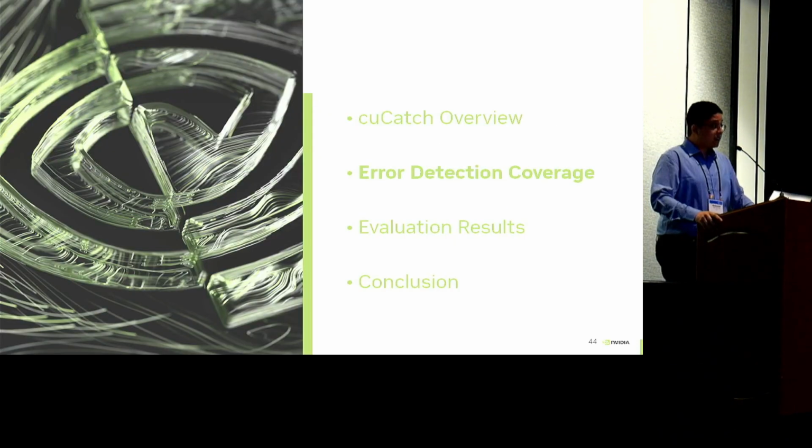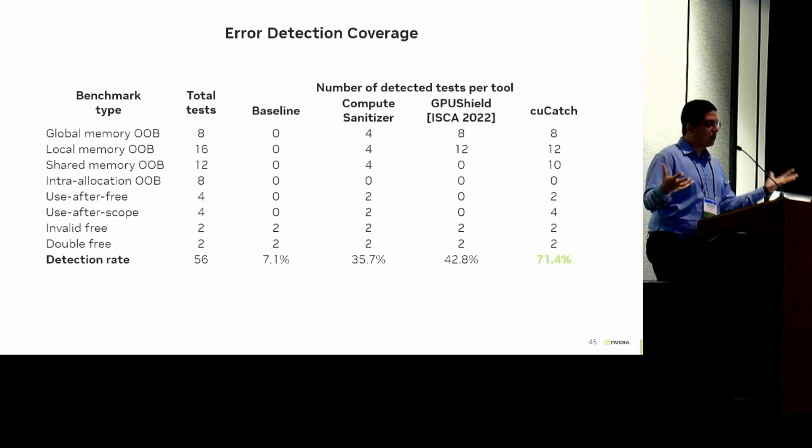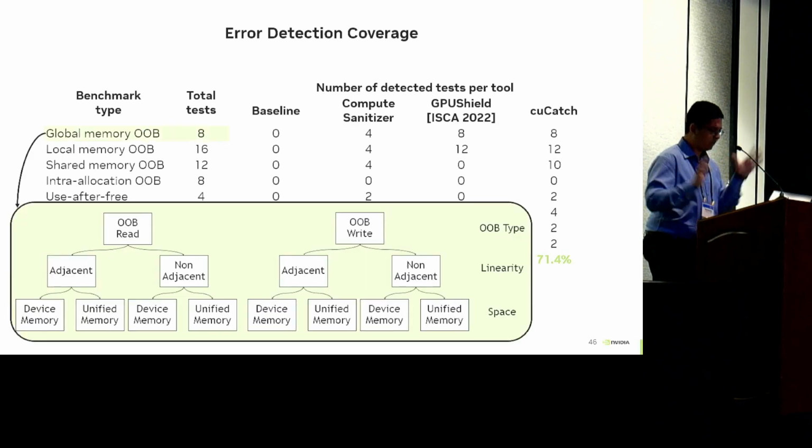To better understand the error detection coverage of cuCatch, we created a CUDA-based benchmark suite that covers different categories of memory safety vulnerabilities, as you can see in the first column. For each category, we have multiple tests that cover the subcategories. So, for example, here, our global memory tests cover out of bounds reads and writes with adjacent and non-adjacent behaviors, targeting both device and unified memory.